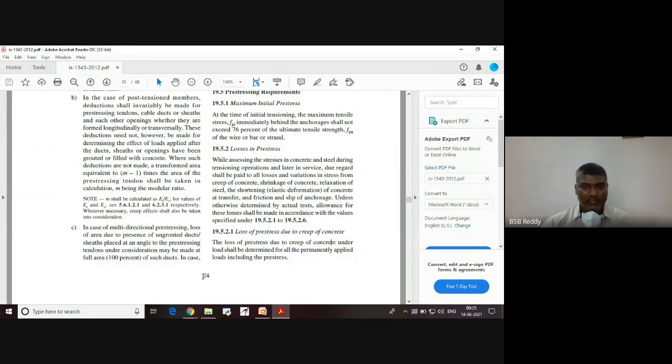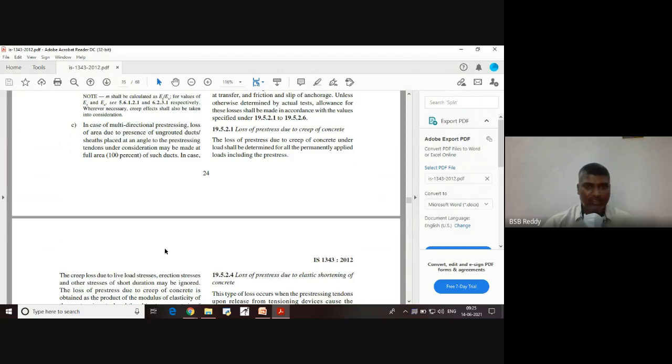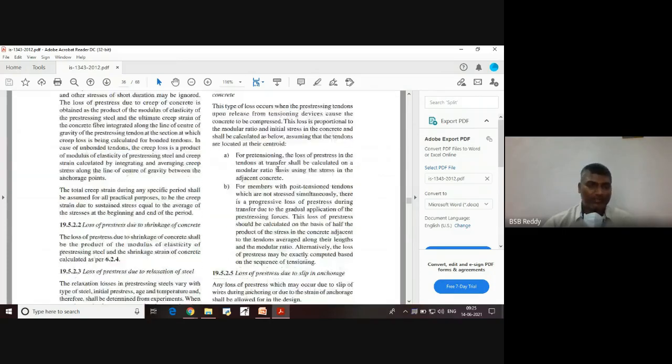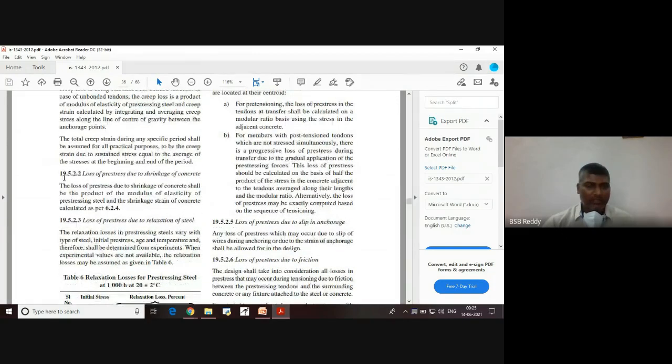Okay. So this is like page number 24 in your IS code that is to be seen. Just go through these contents, how to calculate loss of pre-stress due to creep of concrete. And subclass again, 19.5.2.2 will talk about loss of pre-stress due to shrinkage of concrete, and that is again pointing to clause 6.2.4. So go to clause 6.2.4 for calculating loss of pre-stress due to shrinkage of concrete.